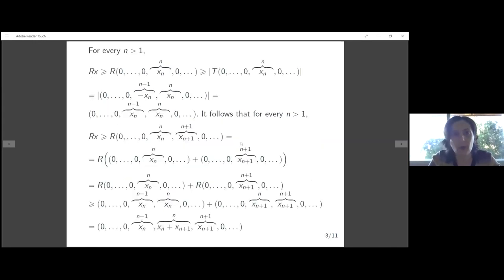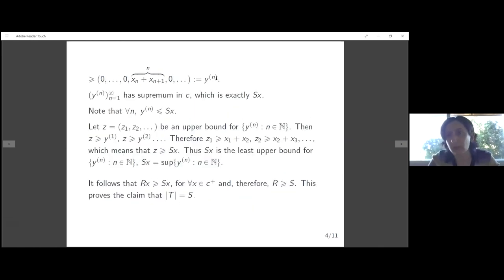So what we had above is that this Rx here is greater than or equal to each of the yn's, and hence is greater than or equal to the supremum of this set. So Rx is greater than or equal to Sx for any positive x in C, and hence this means that R is greater than or equal to S, and S was observed to be an upper bound for T and minus T. R was taken to be an arbitrary upper bound of T and minus T, and hence this exactly gives that S is the supremum of the set consisting of T and minus T. So S is the modulus of T by the definition.